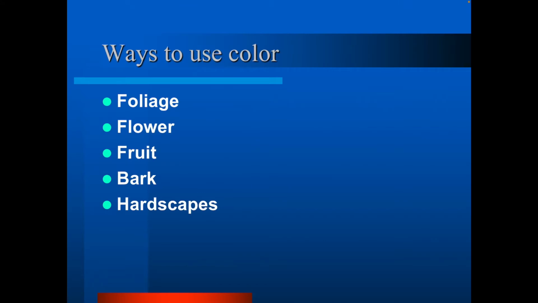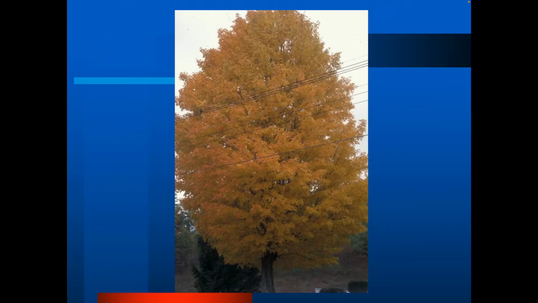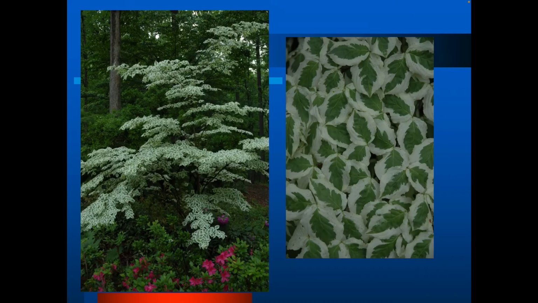Everything from the flowers, which are really, really obvious. Foliage, probably the next most obvious thing, but look at fruit, look at bark, look at your hardscapes. Everything that we use in the landscape has color to it. So nice fall color is obviously something that turns people's heads. They really like those sorts of things. So we definitely want to look at our trees and our shrubs for their fall color. We want to look at our plants for their foliage color.